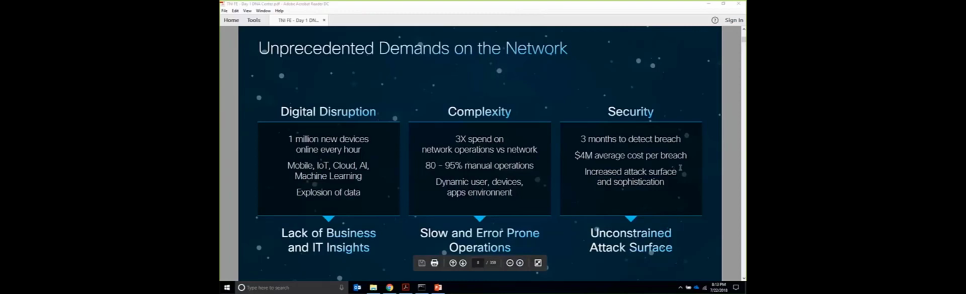The third one is security. It takes 3 months to detect a breach. More than 4 million average cost per breach. So increased attack surface and sophistication. So unconstrained attack surfaces. There are three very important elements which are making an unprecedented demand on networks. So networks have to change. The way it has been operating for so long, we cannot continue the same way.